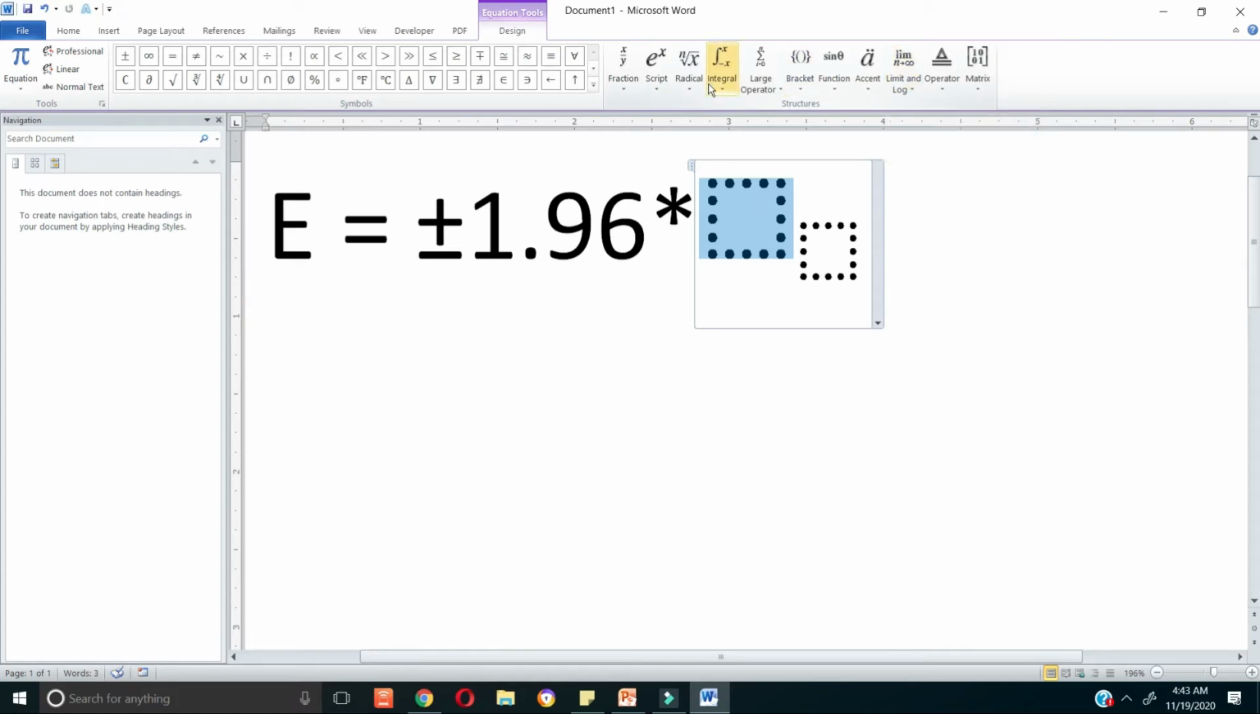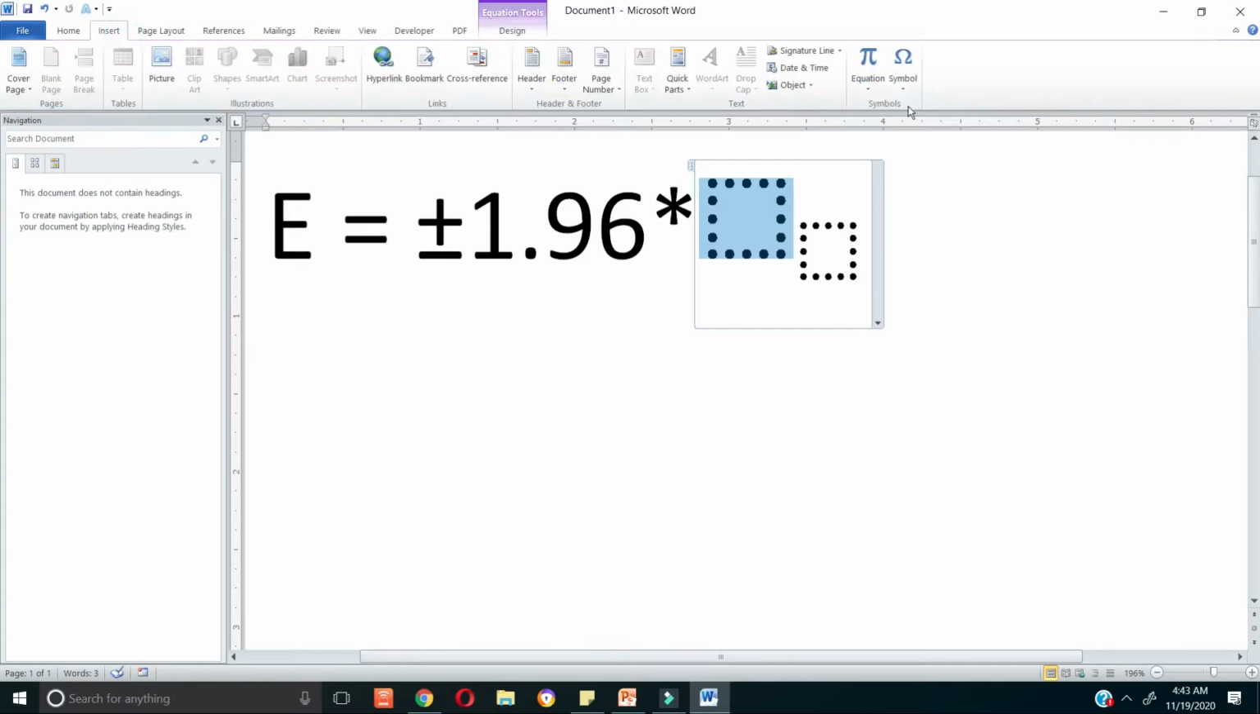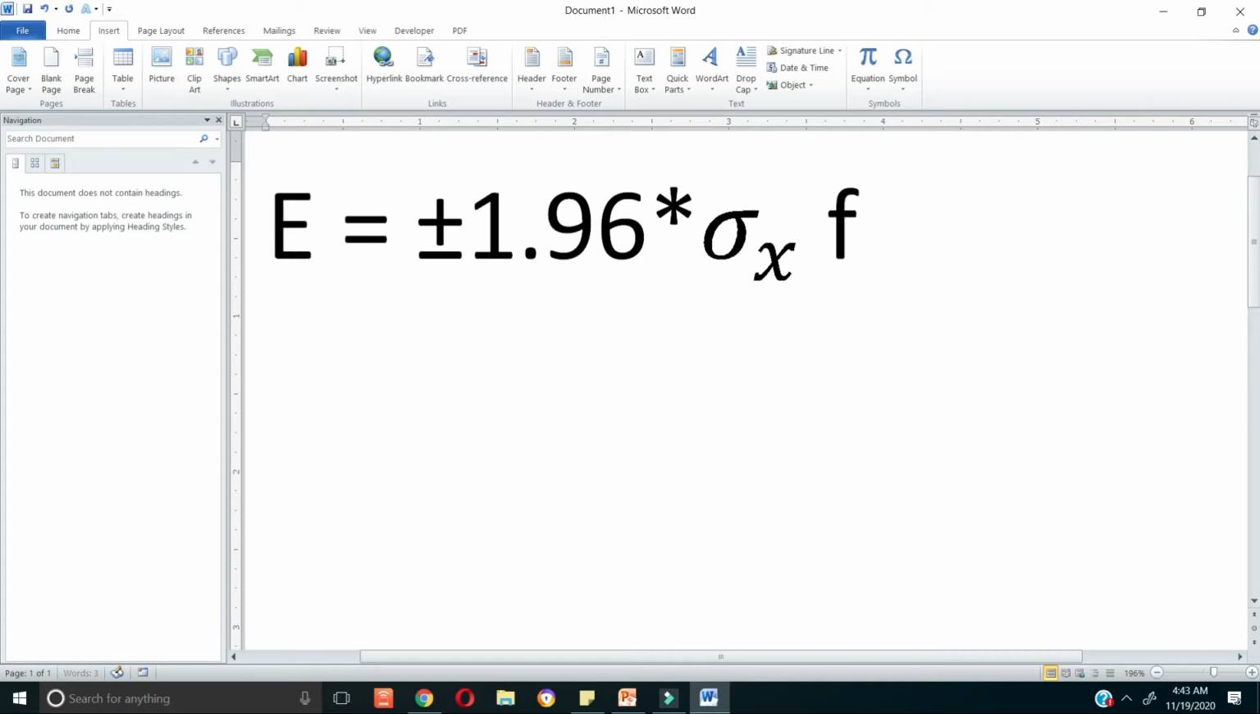I could basically stop the lecture here, but let's go ahead and see what that actually means. So I'm basically saying that this is going to be the error for a 95% confidence interval.